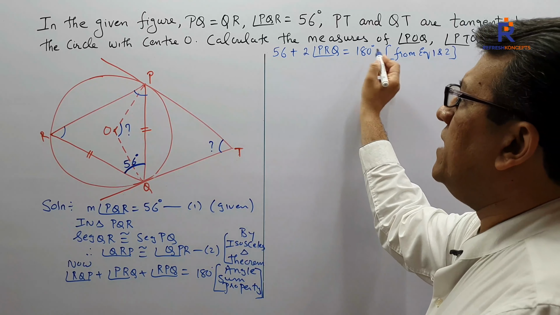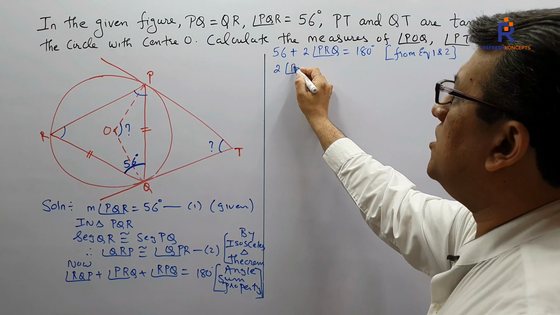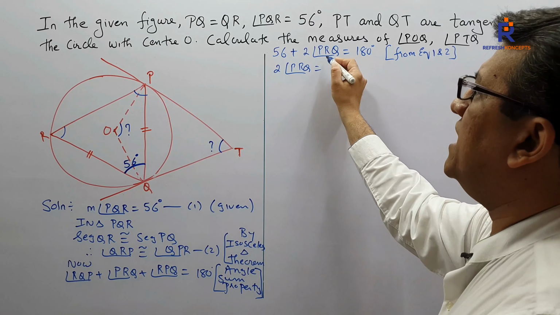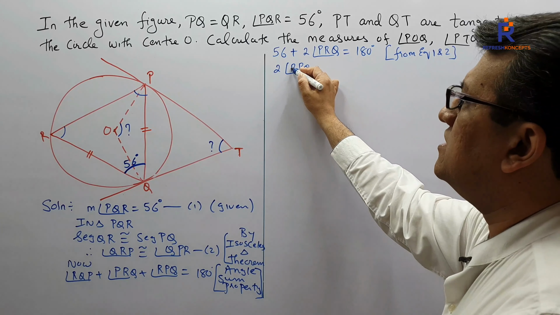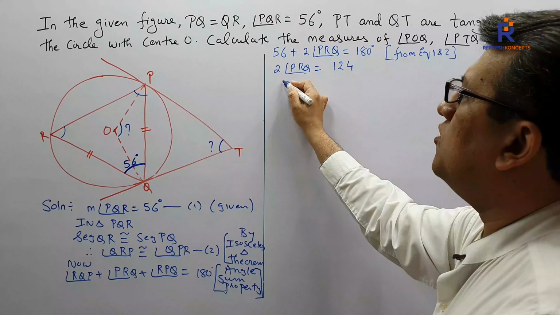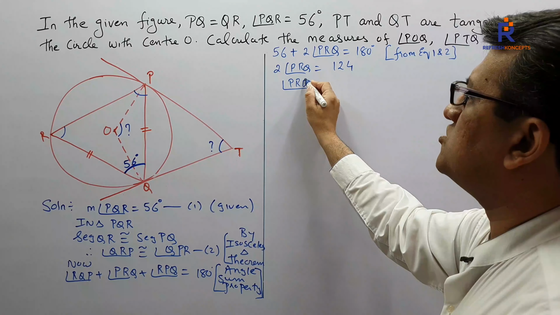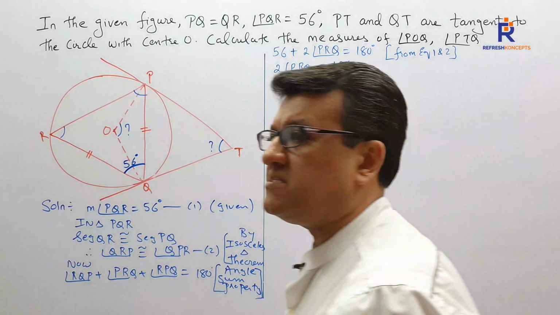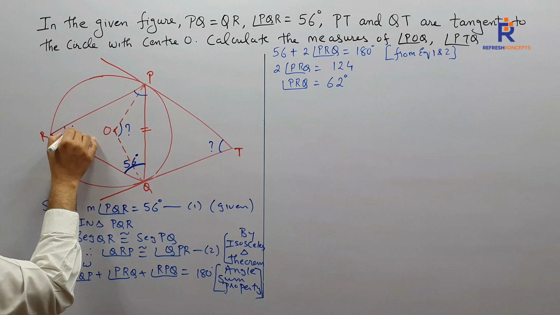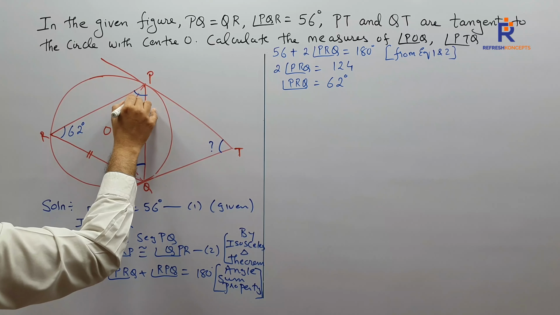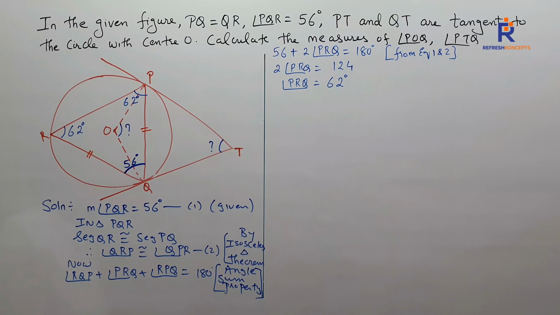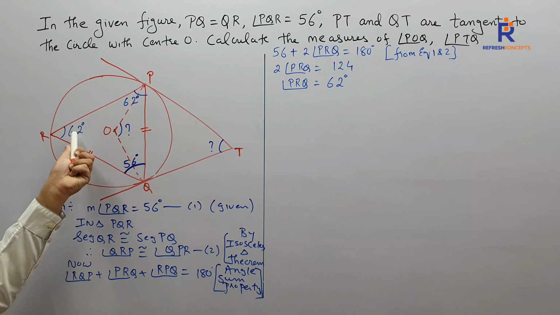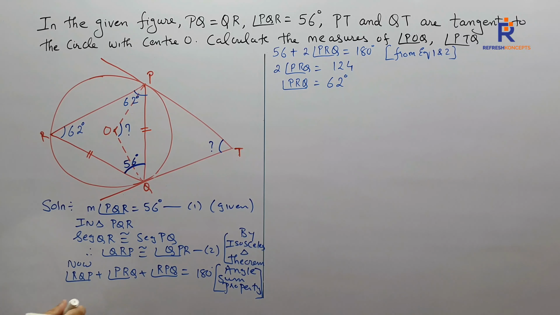So, on solving, twice PRQ is 180 minus 56, which turns out to be 124. Only PRQ turns out to be 62. So if this is 62, even this is also 62, the entire angle 62. But I'm not interested in this 62. I'm very much interested in this 62. Why? I shall give you the answer.